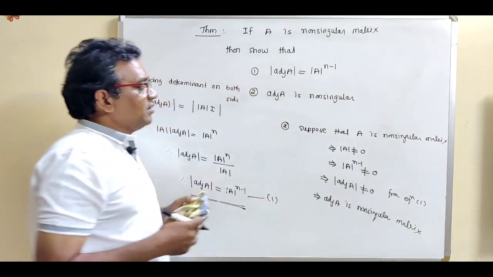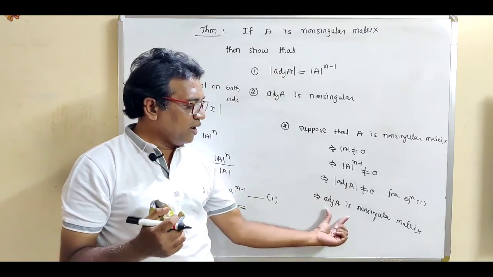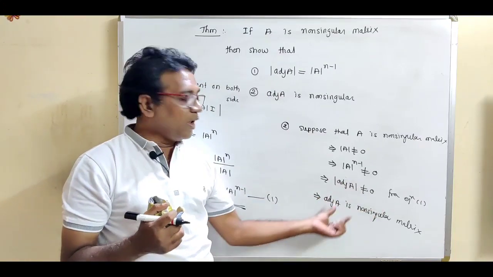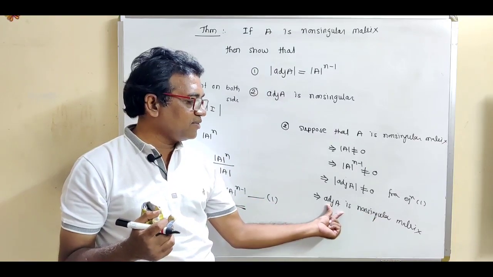So this is our second result. We have shown that adjoint of A is a non-singular matrix. Non-singular matrix means just prove that its determinant will be non-zero. If the determinant of the matrix is non-zero, then the matrix is said to be a non-singular matrix.